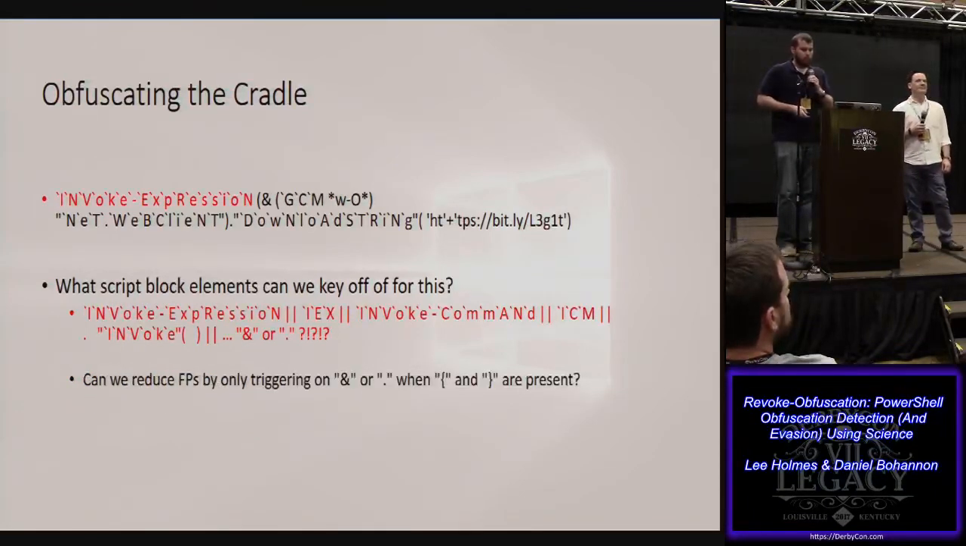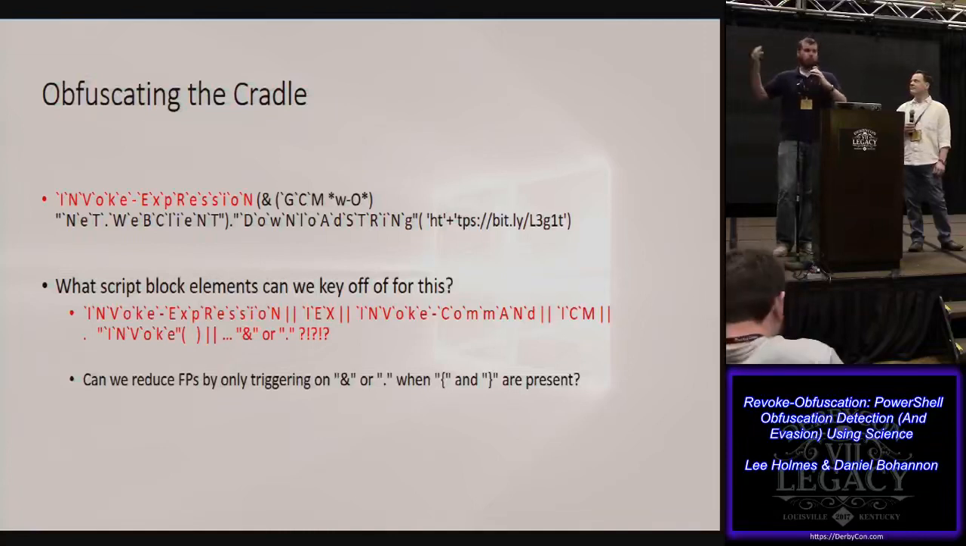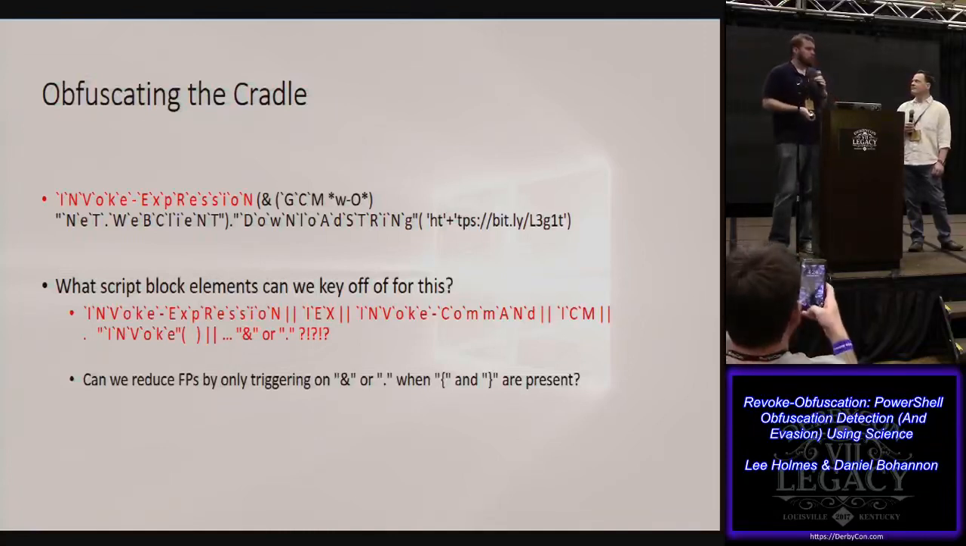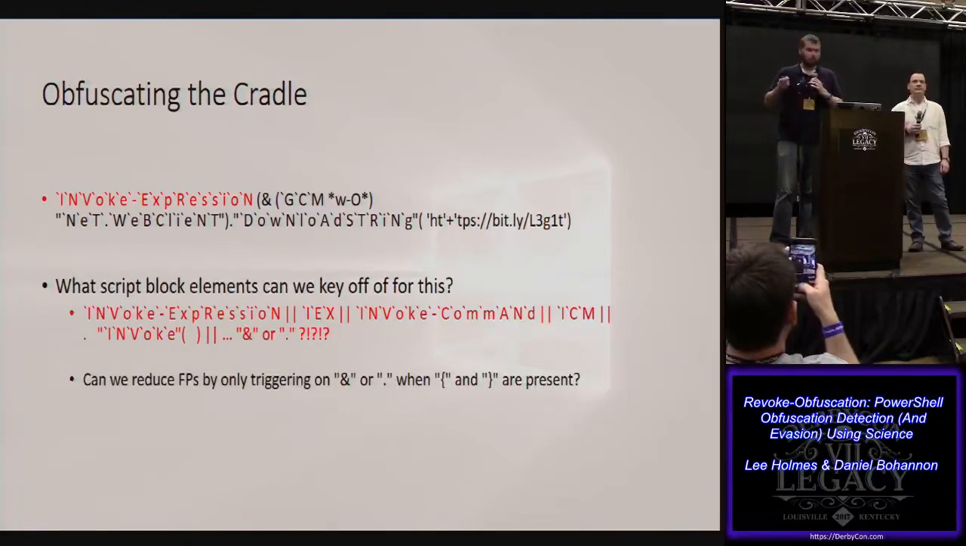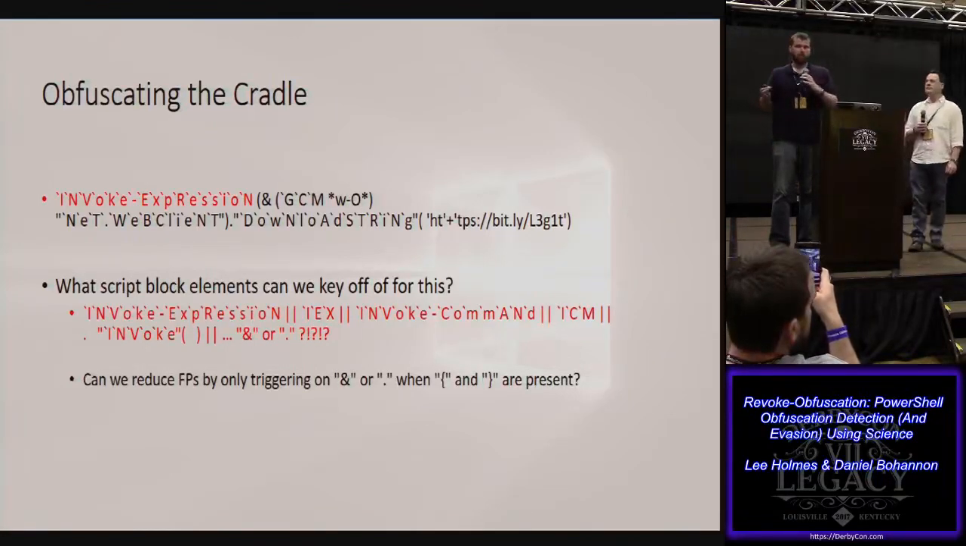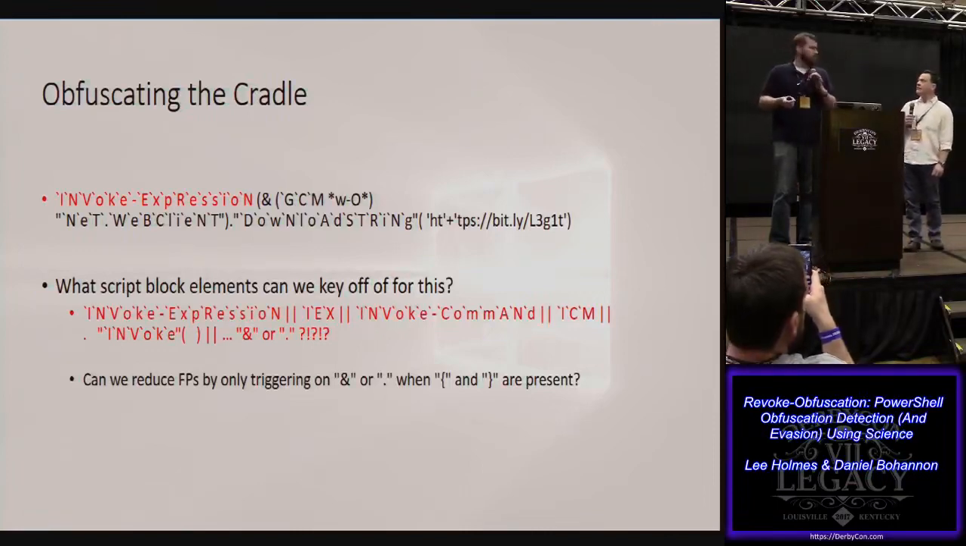But what about that dot and ampersand? If we're trying to think of all the invocation operators and ways of invoking code, how can we possibly as defenders key off of just a dot or an ampersand? Well, maybe since we're dealing with script blocks, we could look for only if there's a dot and ampersand and curly braces, because a script block has to be denoted by curly braces always, right? Right?